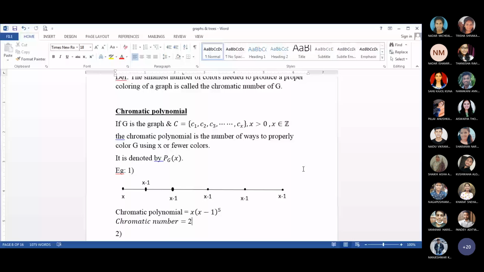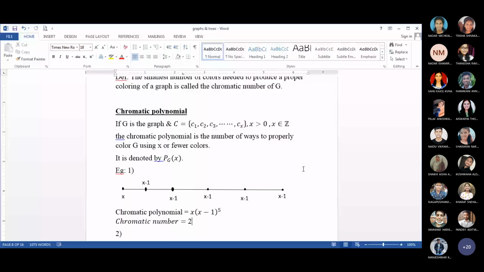is your chromatic number. You can see chromatic polynomial अपने को मिला x into x-1 raised to 5. तो यहाँ पे स्मॉलेस्ट वैल्यू ऑफ x क्या है जिसके लिए वो नॉन जीरो रहेगा? अगर x को 1 डाला तो 0 हो जाता है और x को 2 डाला तो वो नॉन जीरो है। So 2 is the smallest value of x for which the chromatic polynomial is non-zero.